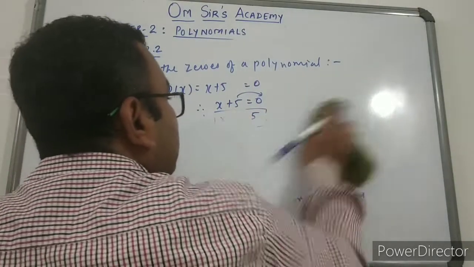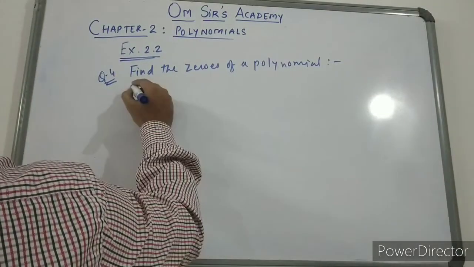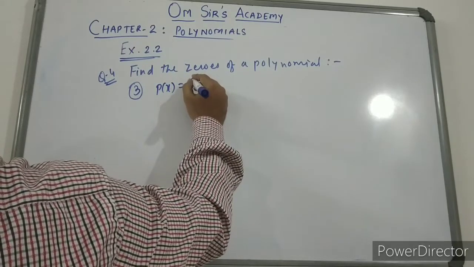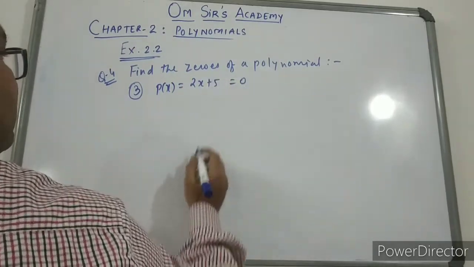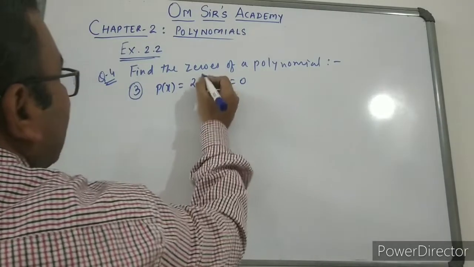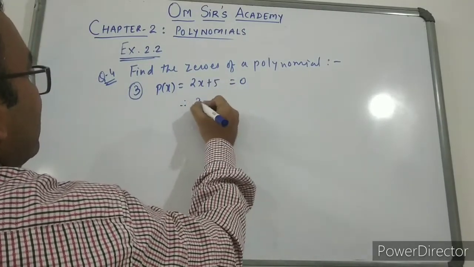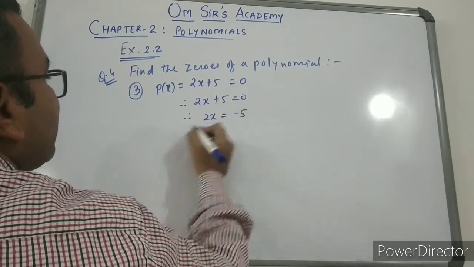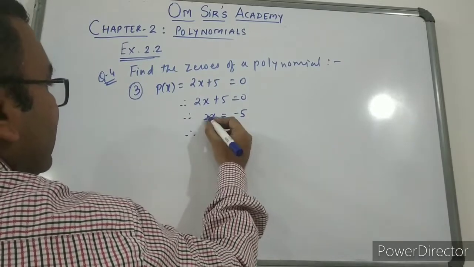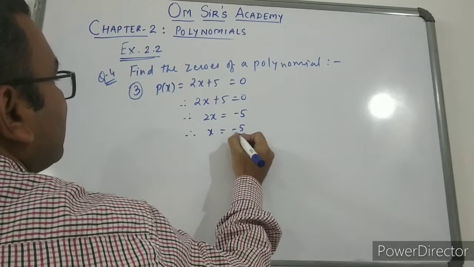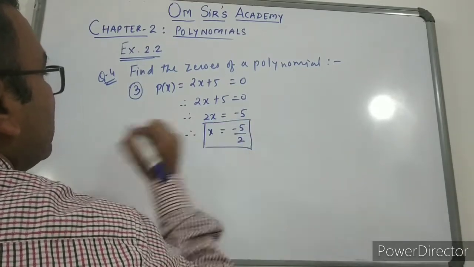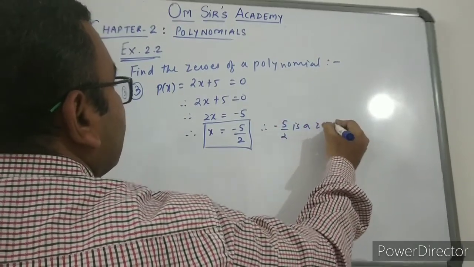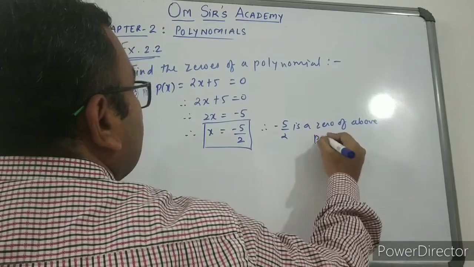Now next is the third sum. Third sum is p of x equals 2x plus 5. We take it equal to 0. This is again a linear polynomial. Why? Degree 1. So 2x plus 5 equals 0. Taking this 5 to the right side, we get 2x equals minus 5, and this 2 is multiplied, so we take it to that side and it will get divided. So minus 5 upon 2 is the zero of the above polynomial.